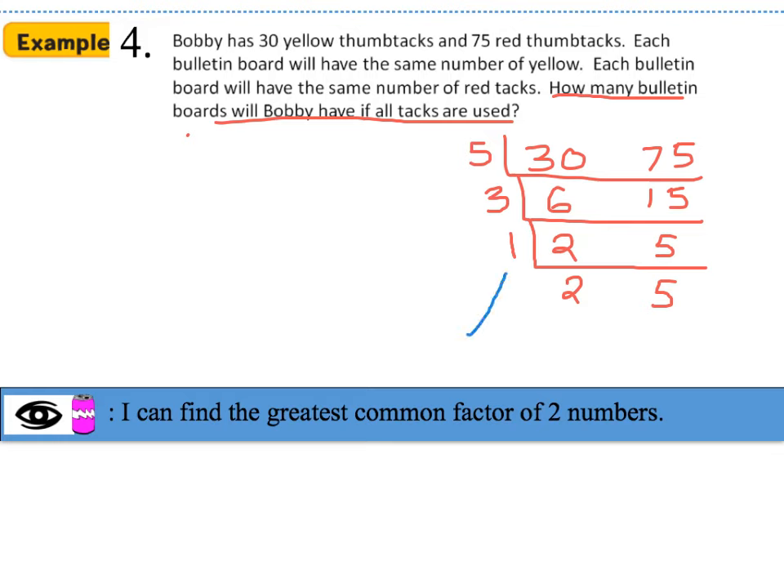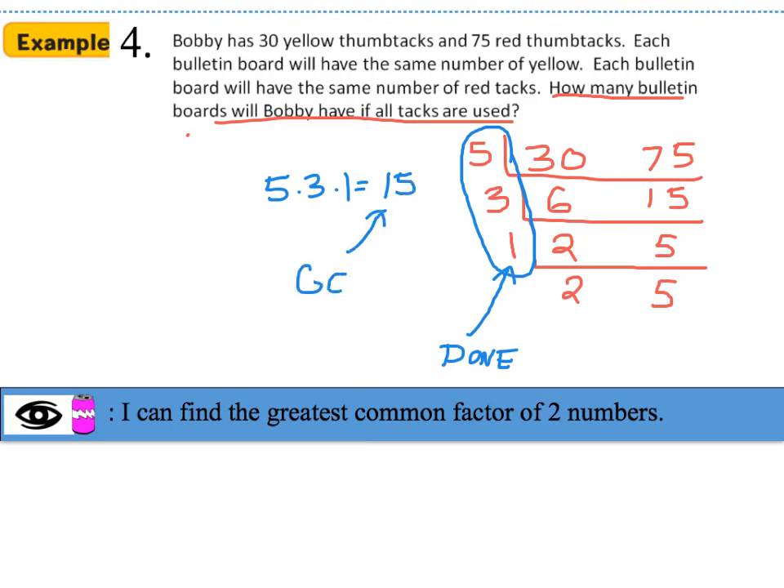So if you think about it, we've done completing our ladder because we've got the 1 at the very bottom of the ladder. Let's figure out the GCF by multiplying all the numbers on the left-hand side. So that's 5 times 3 times 1. 5 times 3 times 1 is equal to 15. So the greatest common factor of 30 and 75 is equal to 15. So Bobby can create 15 bulletin boards.